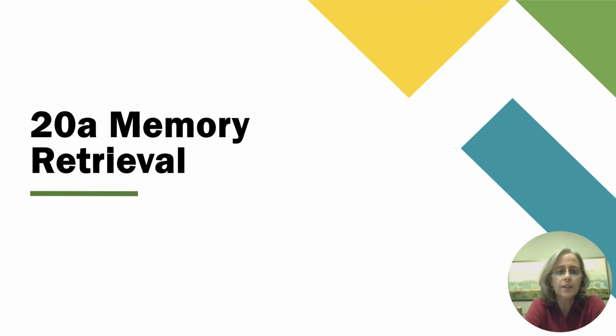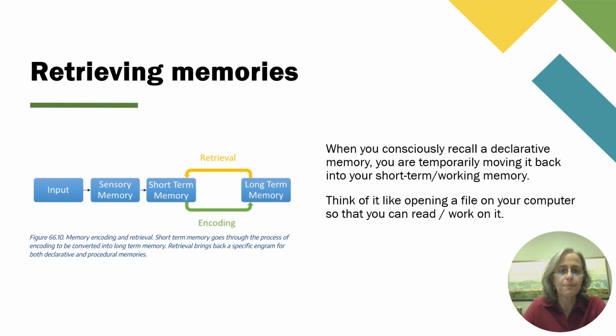We're going to continue our discussion this week of learning and memory in lecture 20, which is part 2, and we're going to first talk about retrieval of memories. So when you consciously recall a declarative memory, remember declarative memories can be semantic facts or episodic stories and events, things that happened, you are picking it out of your long-term memory and moving it back into your short-term memory where you have conscious awareness of it and you can manipulate it and talk about it and read it.